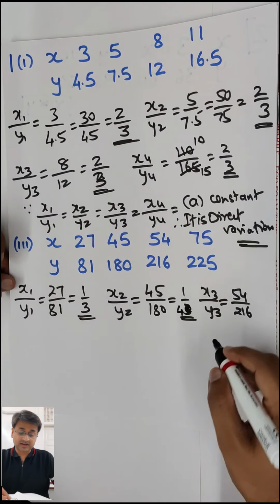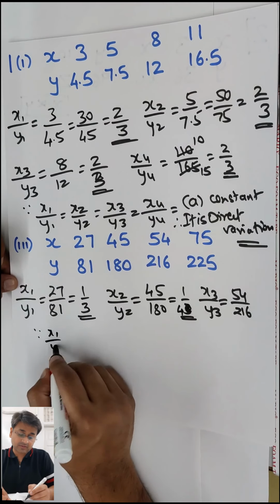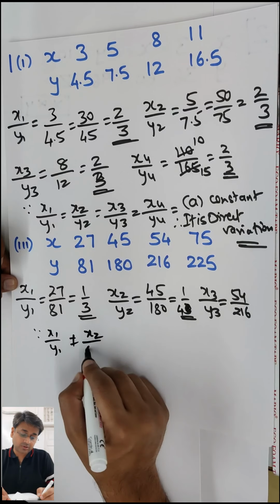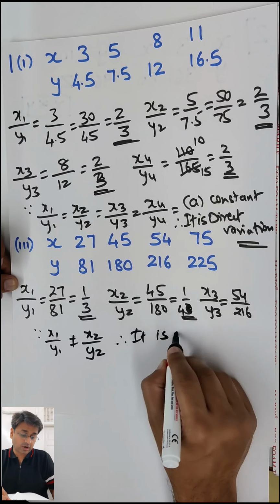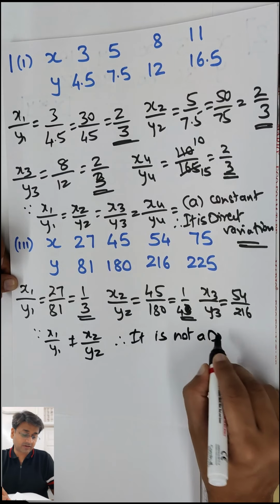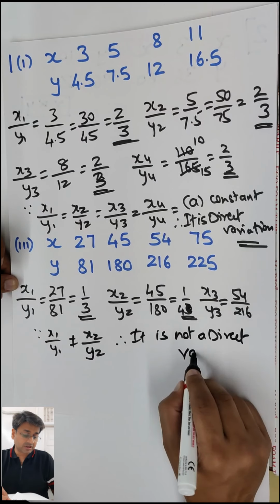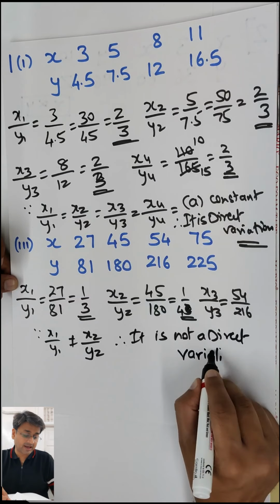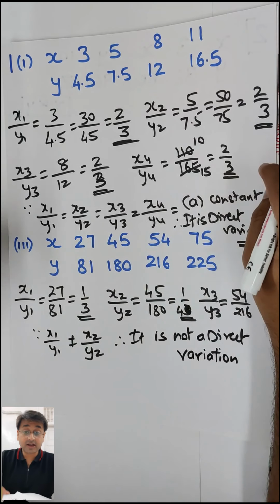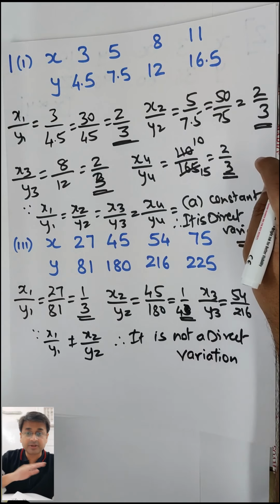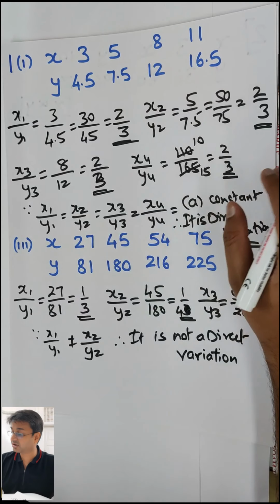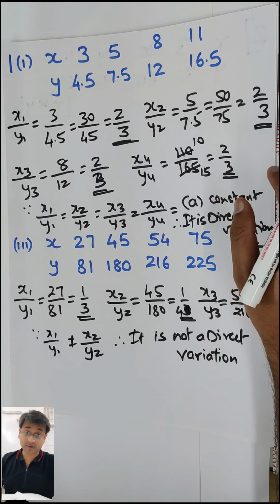So you say it directly here itself. Since x1 by y1 is not equal to x2 by y2, therefore it is not a direct variation. Now it is not necessary that if it is not a direct variation, it is inverse. It may be neither. So you just have to say it is not a direct variation. You don't have to say that it is an inverse variation or anything like that. So don't mess it up, alright.